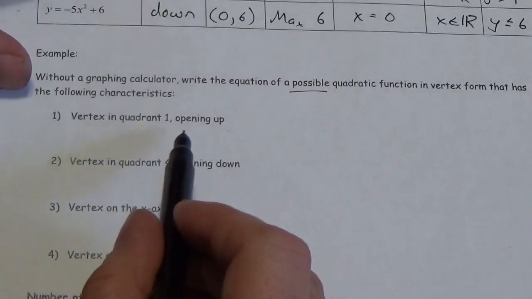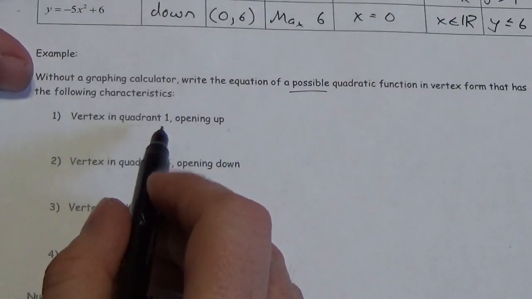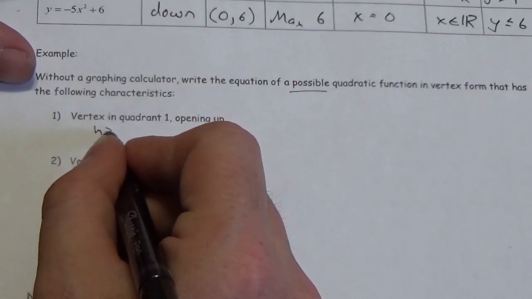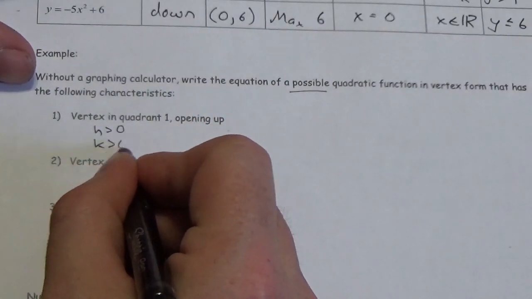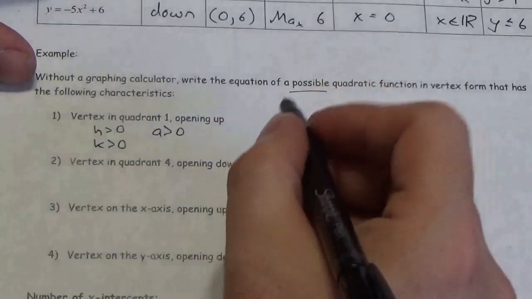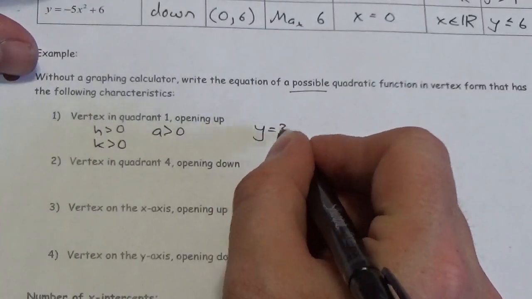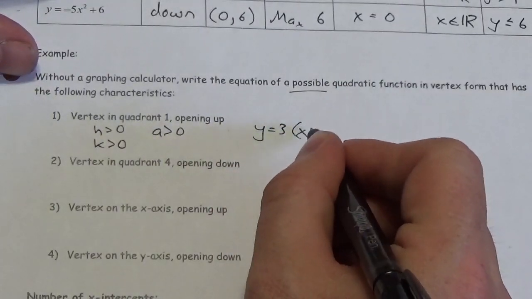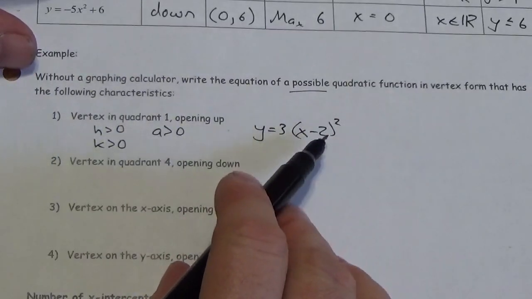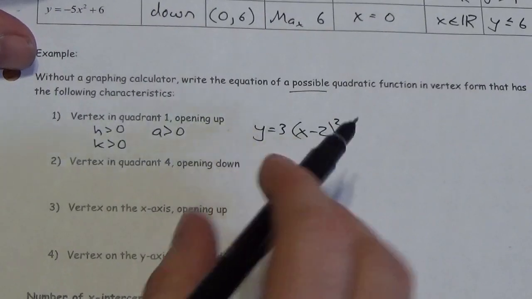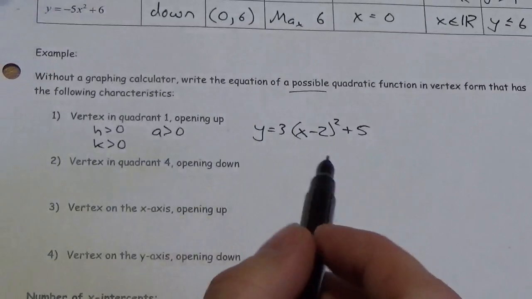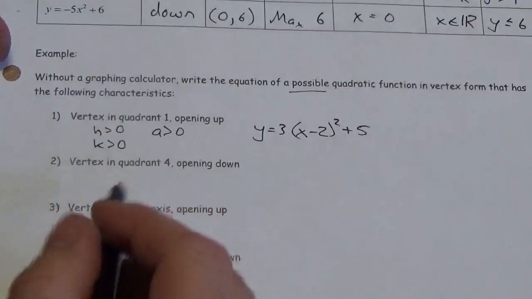So the vertex is in quadrant 1 opening up. Now, to be in quadrant 1 means my h value of the vertex is going to be greater than 0. It's positive. So does my k. And opening up means the a value is going to be positive. So as long as I come up with something that fits that, so let's say y is equal to 3, there's my a value, x minus 2 squared. Now remember, when I have the negative in there, that means that my h value is actually going to be positive. And then plus 5, there's my k value. And so there we go. That's going to be a parabola that opens up in quadrant 1.